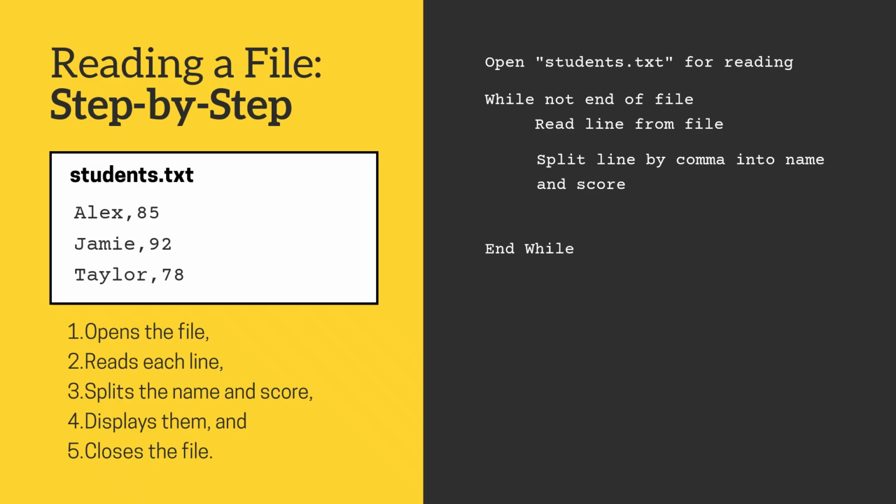Sometimes files use different delimiters, like a tab, semicolons, or even spaces, depending on how the data was saved. For example, for comma separated, we have Alex, 85. If it was tab separated, it would be Alex, then a tab in between, and 85. Or we could have a semicolon separator, Alex, semicolon, 85. When writing pseudocode, it's important to note which delimiter your file uses because your logic for splitting the line is going to depend on it.